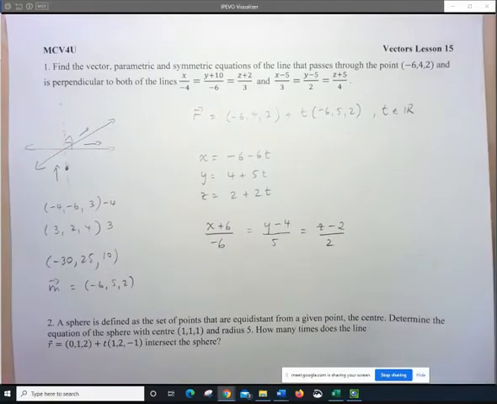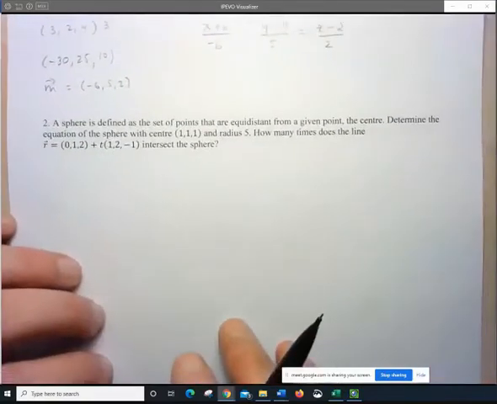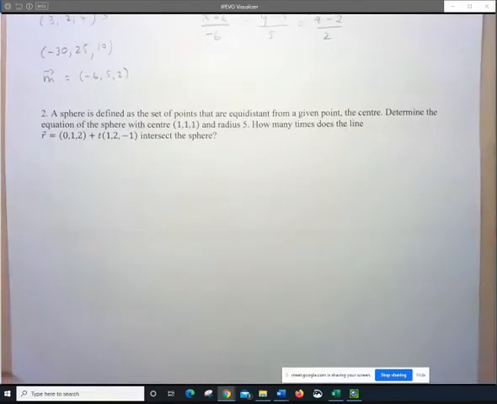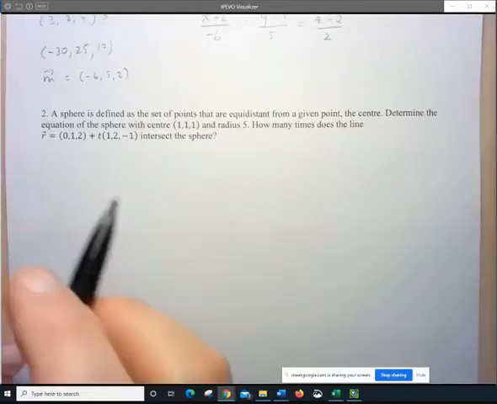So let's take a look at number 2 here. First of all, we have to remember how to come up with an equation for the sphere.